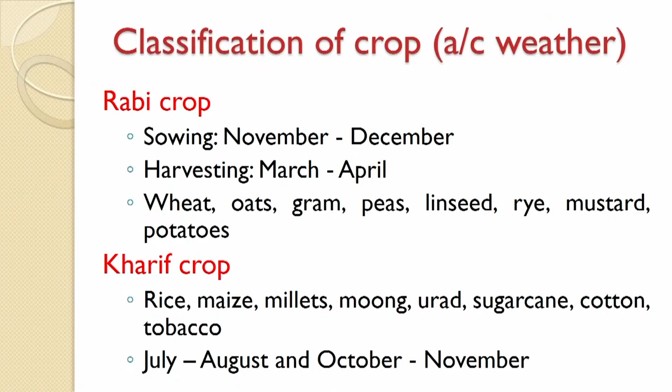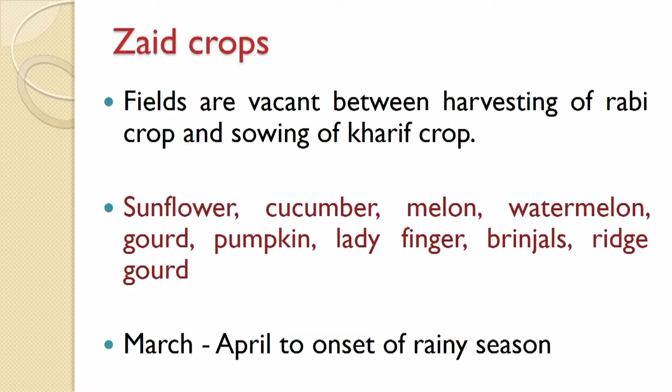So now let's learn about the different types of crops. There are actually Rabi crops, Kharif crops as well as Zaid crops. The Rabi crops are sown during November, and they are harvested during the March, April period. They are mostly wheat, oat and gram, while the Kharif crops are sown in July, August and harvested at the end of November. They may be rice, maize, millet, sugarcane or cotton.